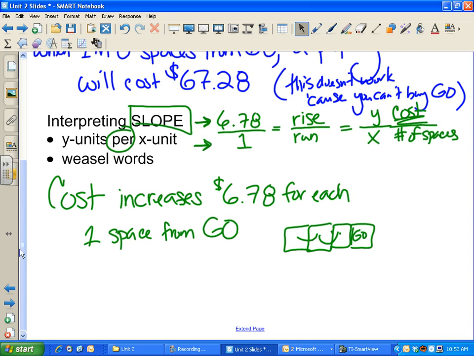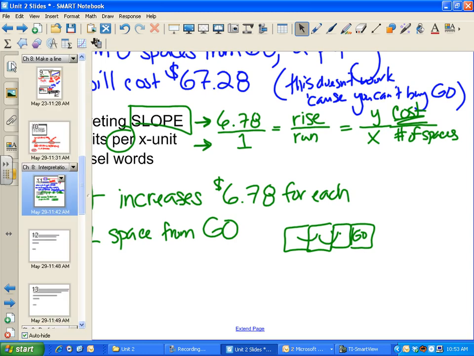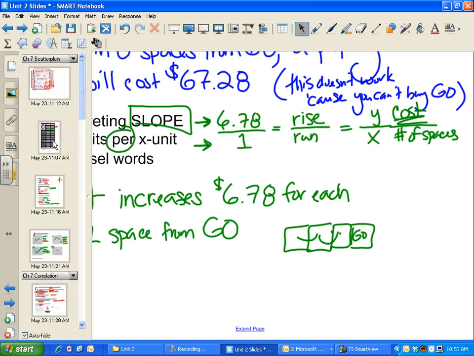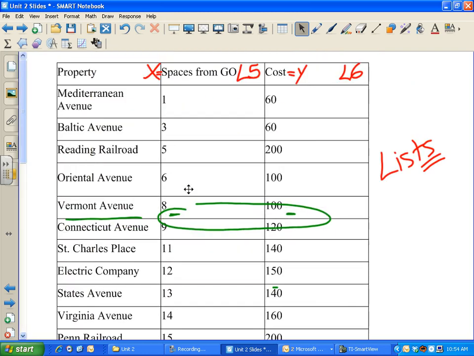Now, if we actually go back and look at our data, wow, it's been a long time since we looked at the original data set, you'll notice that's not actually happening. Space number 1 is $60. Space number 3 is still $60. I didn't increase this 6.78 per space.